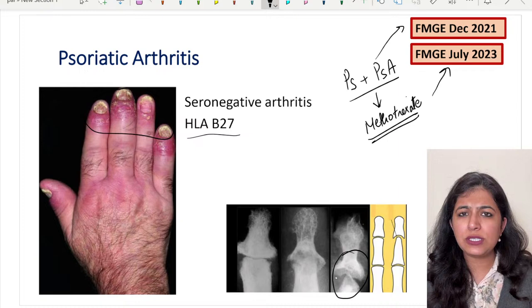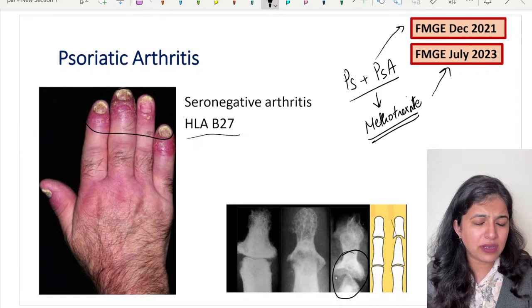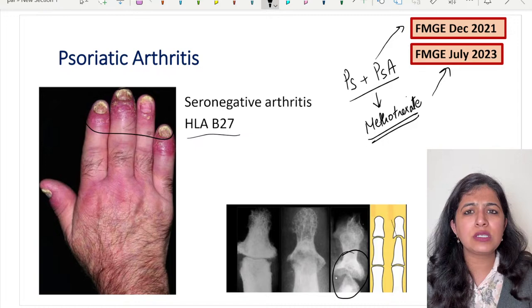Now also tell me, what is the treatment of choice for impetigo herpetiformis, which is pustular psoriasis in pregnancy? Treatment of choice there is oral steroids. Only indication for oral steroids in psoriasis is impetigo herpetiformis.